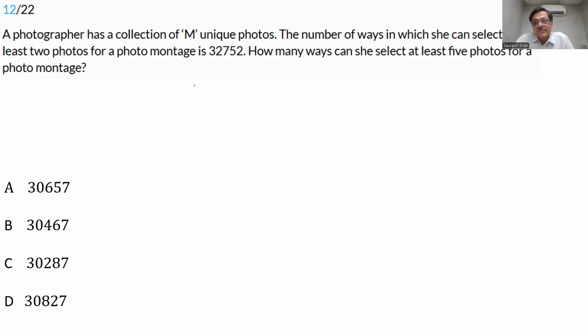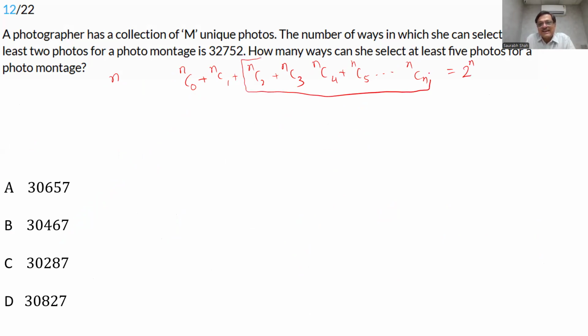At least two would be a many. Suppose there are n photographs. We know that it is nC0 plus nC1 plus nC2 plus nC3. I'll write a few more because ultimately we need at least 5. So nC4 plus nC5 till nCn. This total we know is 2 raised to n. Now the question gives you this number. This entire total is 32752.